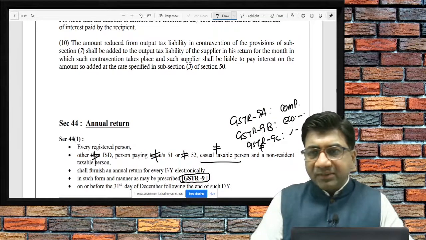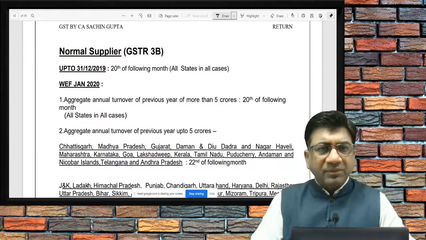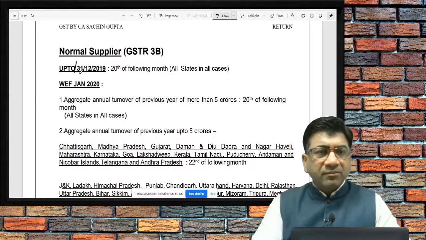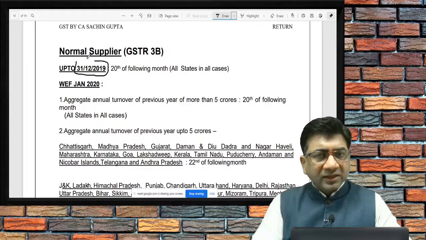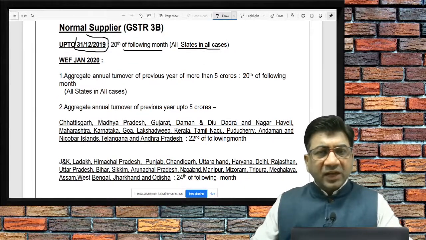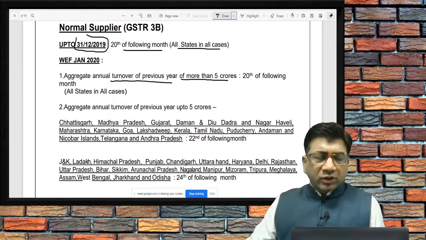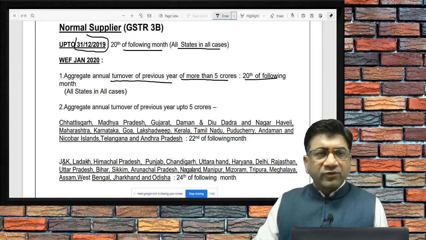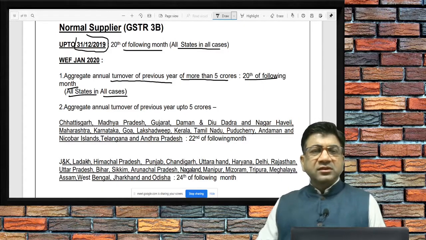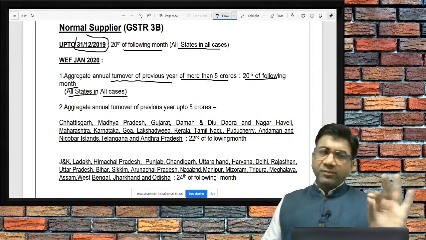So the dates of GSTR 3B, you have to remember these dates. Up to December 2019, it was 20th of the following month, all states, all cases. But now from January 2020, the government has done it this way: if annual turnover of the previous year is more than 5 crores, it is the 20th of the following month, all states, all cases. So it is the same date, form different.